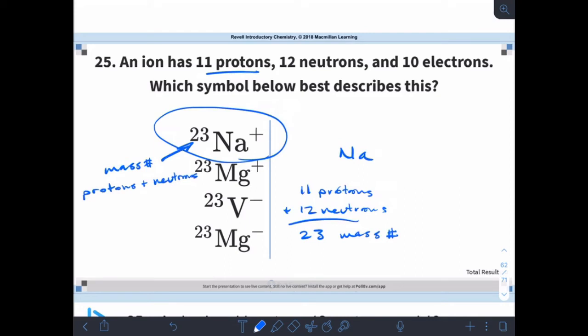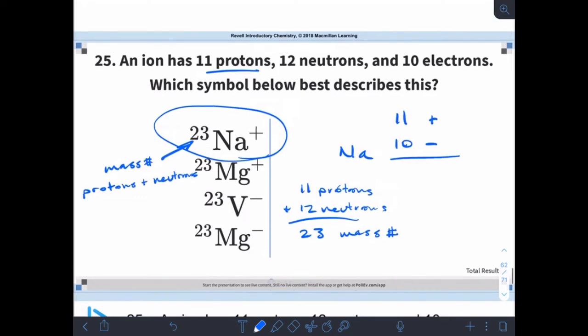Now let's talk about this plus symbol. So if I have 11 protons, so 11 pluses, and 10 minuses, 10 electrons, if I put those together, that ends up with a +1. And I have one more positive charge than I do my negative charges. So that's why we have our plus symbol.